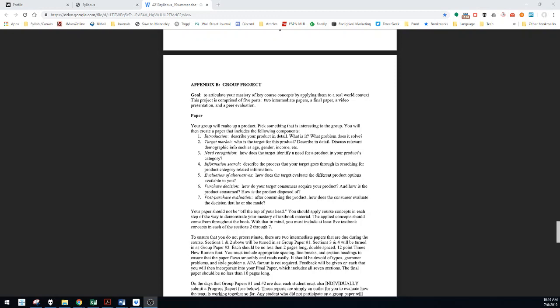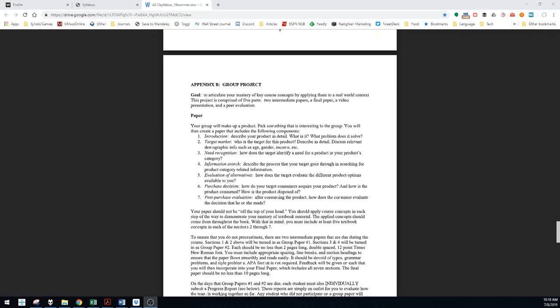So in the introduction, just give me an explanation of the product. What does it do? What is it for? Kind of what problem does it solve? Section 2, discuss the target market in pretty good detail. Who is it? Men, women? Is it rich? Is it poor? Is it students? Is it old people? And give some argument for why that is the target market, okay?